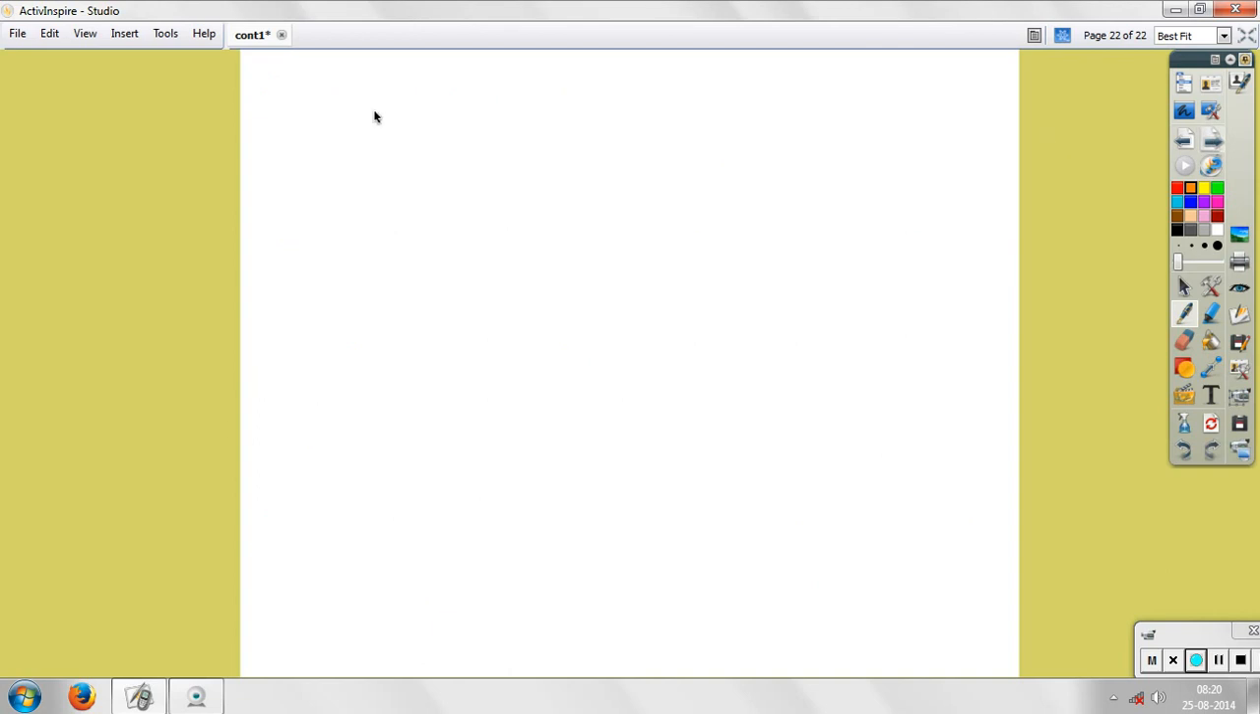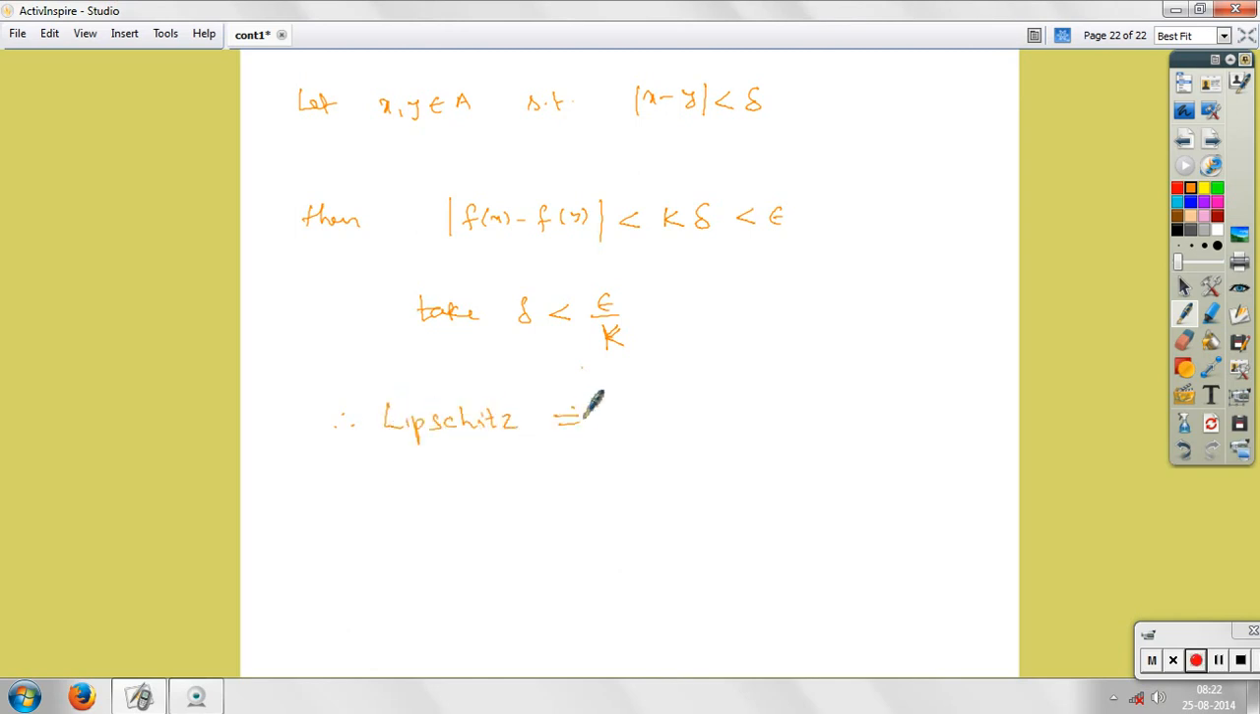Now let x and y in A such that mod x minus y is less than delta. Then mod f of x minus f of y is less than k times delta, but we want this to be less than epsilon, which suggests we take delta less than epsilon by k. Take delta less than epsilon by k, then we get that this is less than epsilon. So therefore Lipschitz implies uniformly continuous. The converse is not true. Not every uniformly continuous function is Lipschitz.